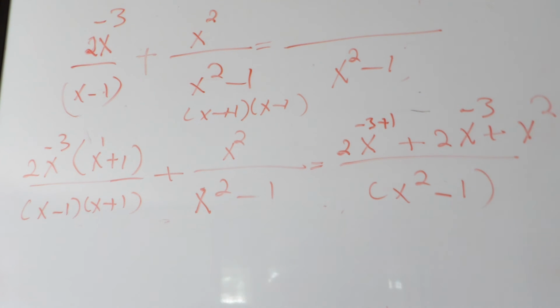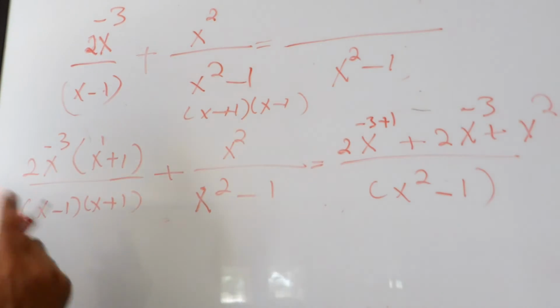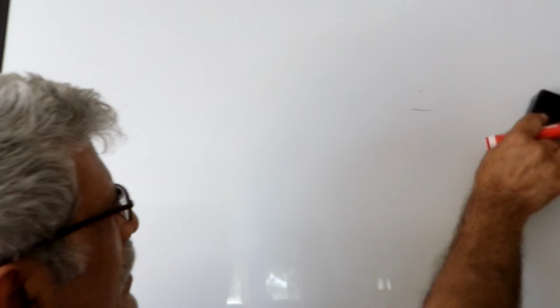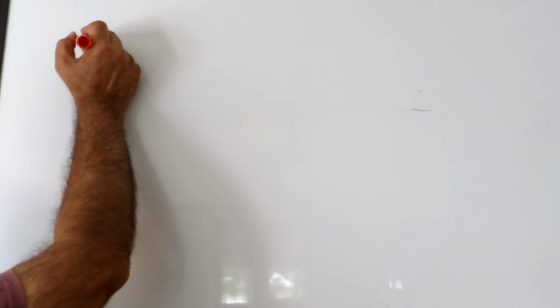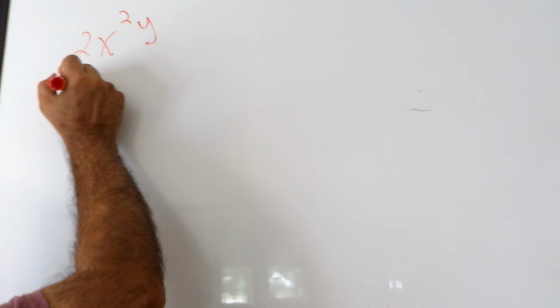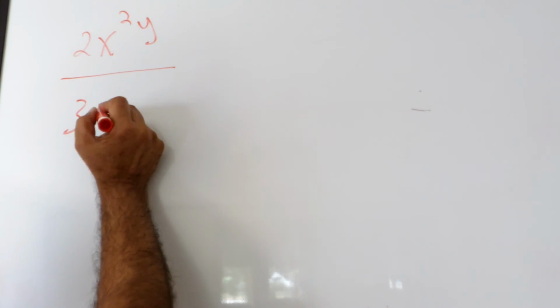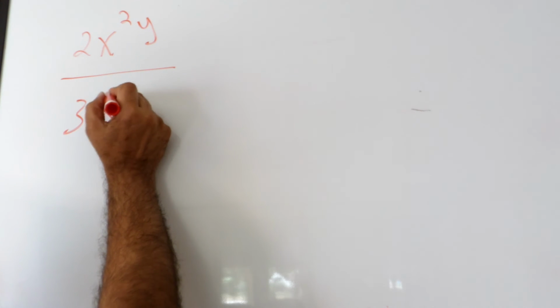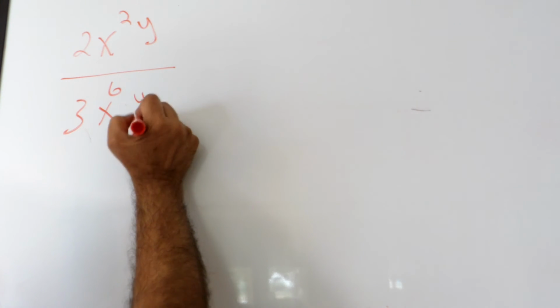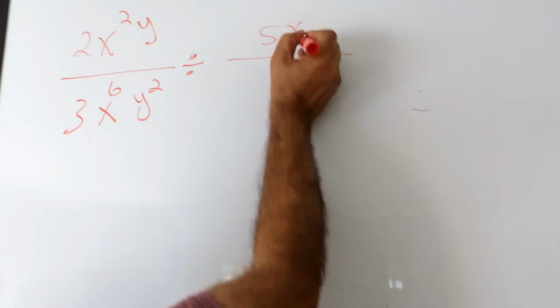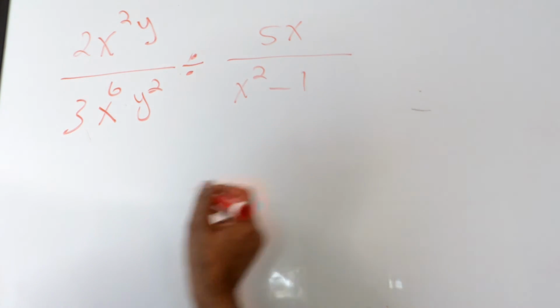We talked about the multiplication, addition, subtraction of the rational expression. Now division. We say 2x squared y over 3x to the 6, I don't know, y squared divided by 5x over x squared minus 1. Right, just for example.